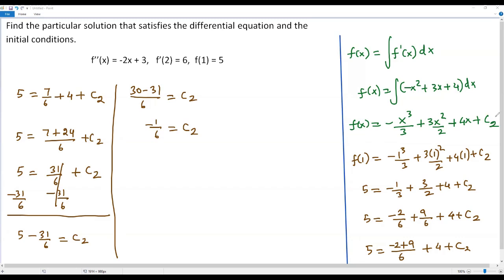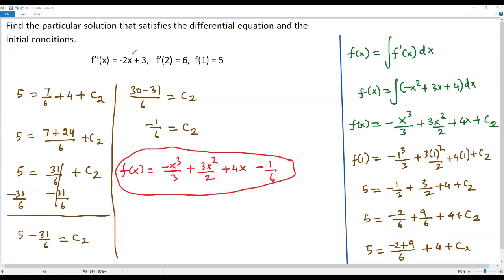That I can plug in over here into the result of f of x to get the particular solution for the given second order differential equation. Okay, let me write the stuff over here. f of x equals, we have negative x cubed over 3. Then we have positive 3x squared over 2, positive 4x. And for this C2, we can plug in negative 1 over 6. So this is the particular solution for the given second order differential equation.